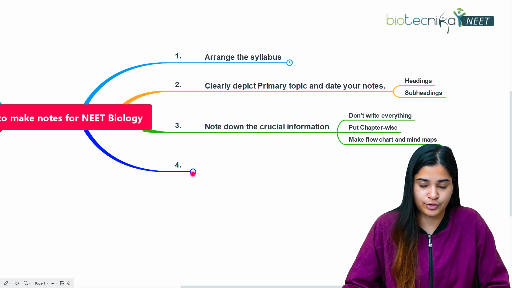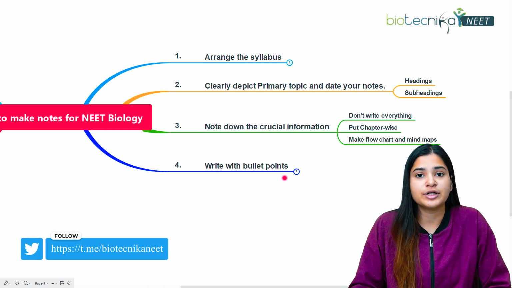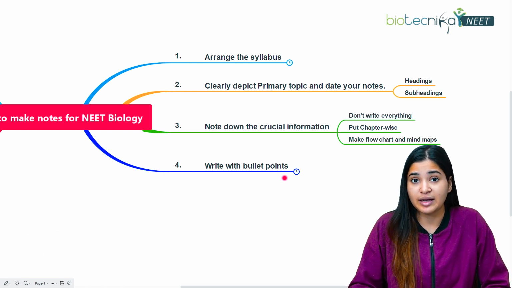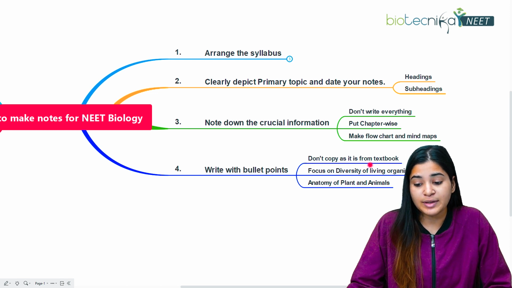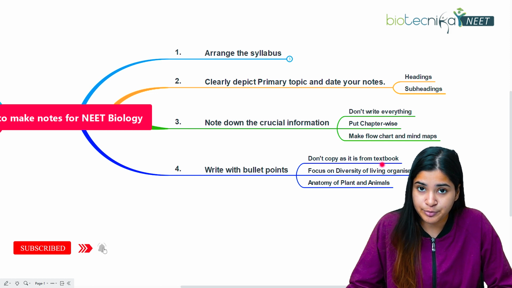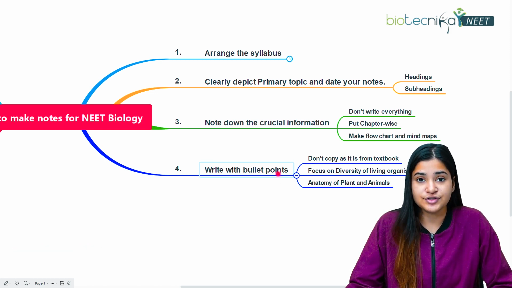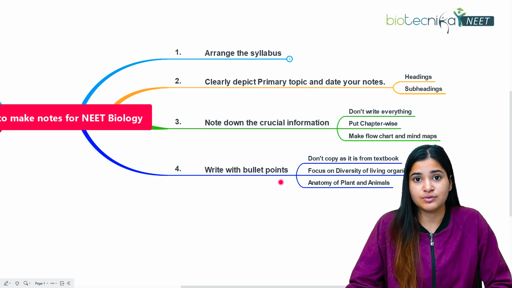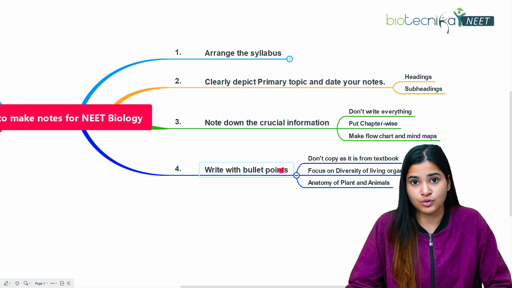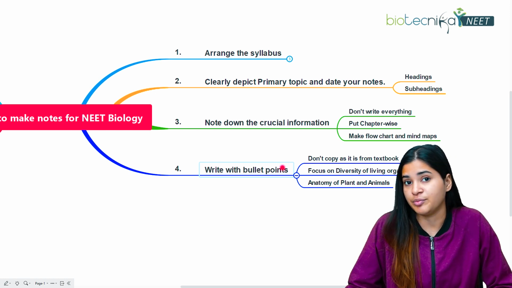The fourth important point is write bullet points. You don't have to write passages and paragraphs. What it means is don't copy as it is from the textbook. Points should be separated and intact, so that one point is differentiated from the other, and you can easily look at those points and get the idea of the whole topic. You don't need to read a passage to get the crucial information about the topic.